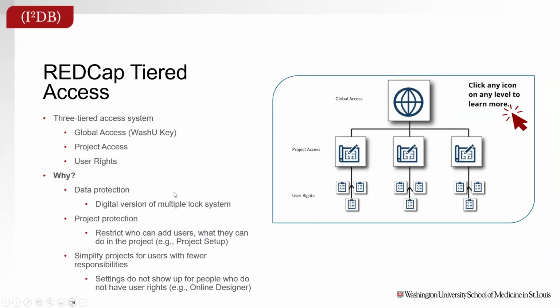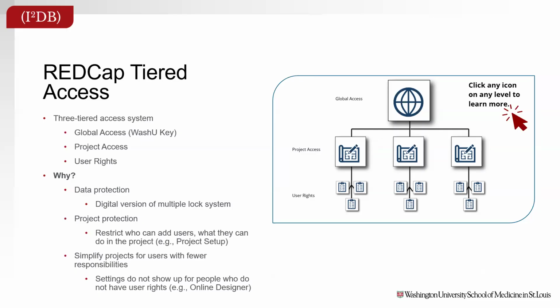Okay, so REDCap has a three-tiered access system. First of all, you can get global access, which here at WashU is an active WashU key. Once you have that, if WashU has trusted you enough to hire you and give you a WashU key, or you're an external user and you've obtained a guest key with a WashU sponsor, you can log in and have global access to REDCap. Once you first log in, you do not really have access to any projects, any data, anything like that. So you can either create your own project or be added to a project.